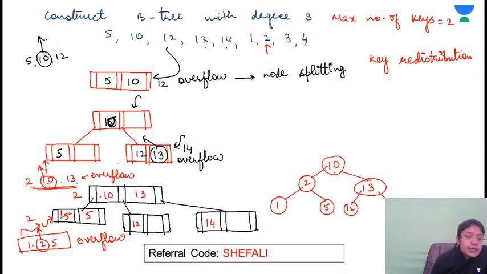तो splitting किसके basis पे होगी? 2 के basis पे. 2 leaf level से कहाँ पे चला गया? Internal level पे. When you are trying to insert 2 here, again this is a case of overflow. Again the node splitting will take place. Now is this clear?